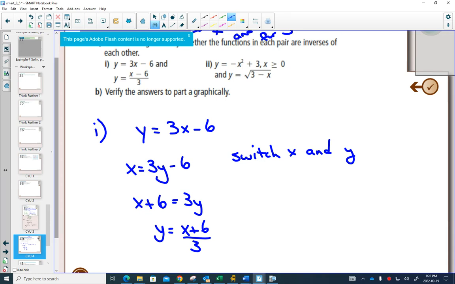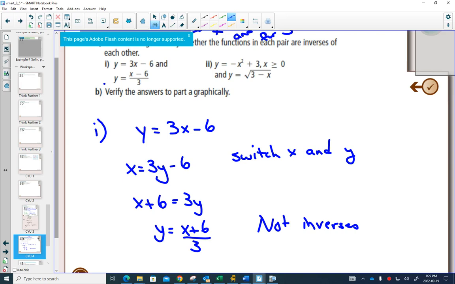Does it match with the equation that they gave us as the second equation? No. They have x minus 6 divided by 3. We got x plus 6 divided by 3. They're close, but not inverses.